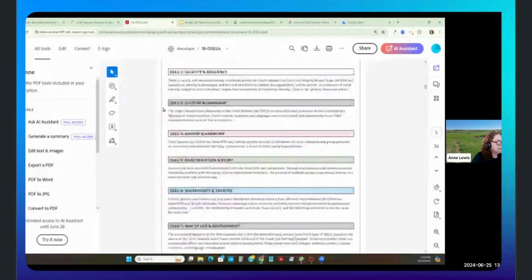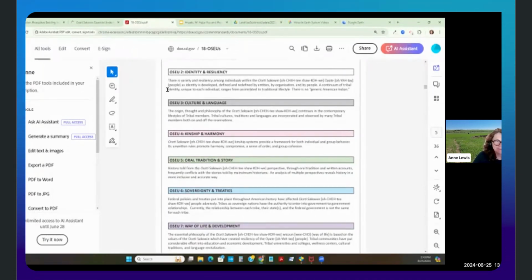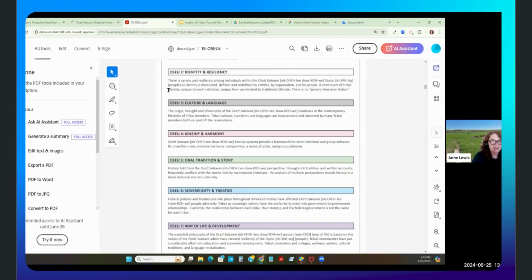Identity and resiliency, and this speaks mainly to the people about identity, that this is an important phrase. There is no generic American Indian, especially in the US. We tend to have a pan-Indian concept, and beyond a few big ideas, we don't. There is no such thing.